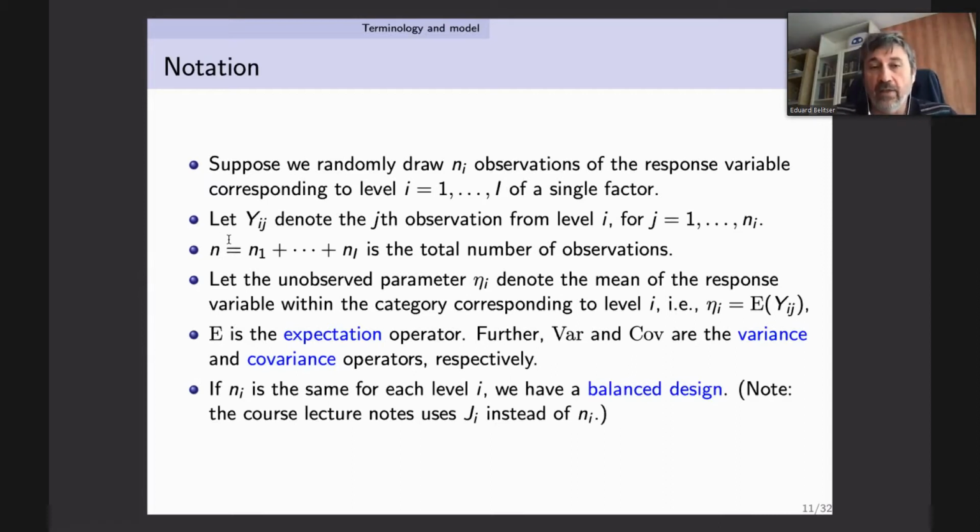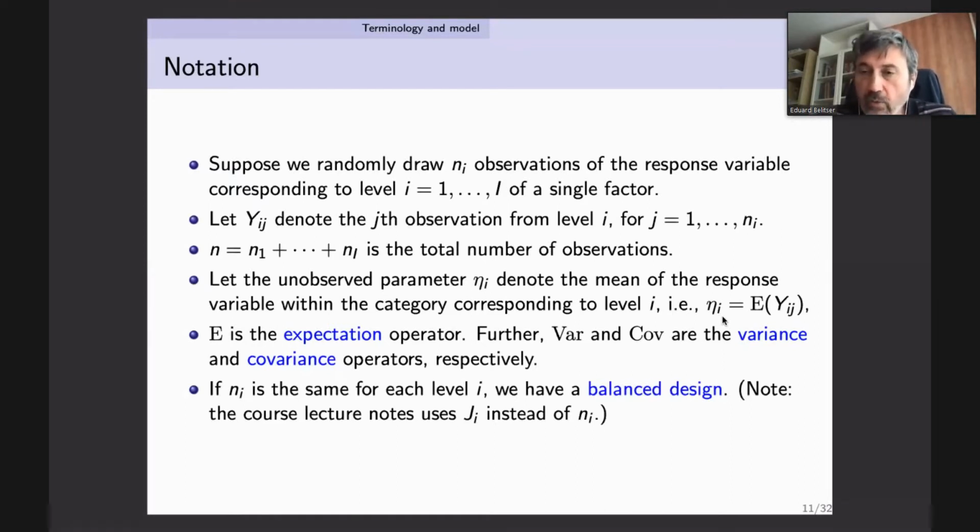Samples do not have to be of the same size, so they have sizes n1 and so on, nI. If they are, which is the most common case, that you take the same number of observations for each level, that is called a balanced design. Then we assume that the expectation of Nij is eta i. That means that in each level, each observation has the same mean.